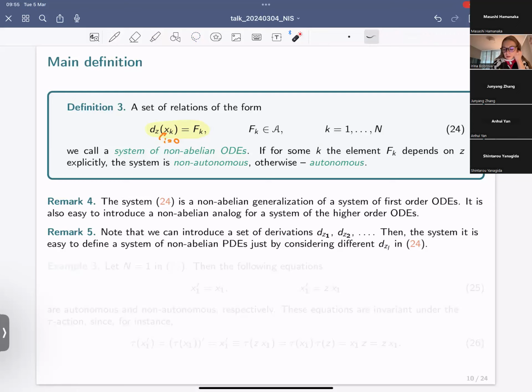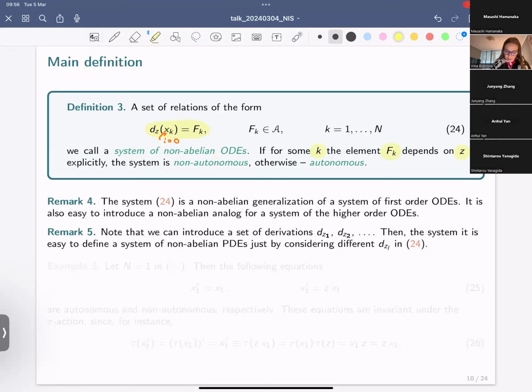Again, for simplicity, we consider the first order analogs of first order differential equations, but it can be generalized to higher order. This set of relations we call a system of non-abelian ODEs. If for some k the right-hand side depends explicitly on the variable z, this system is non-autonomous, and otherwise it's autonomous.